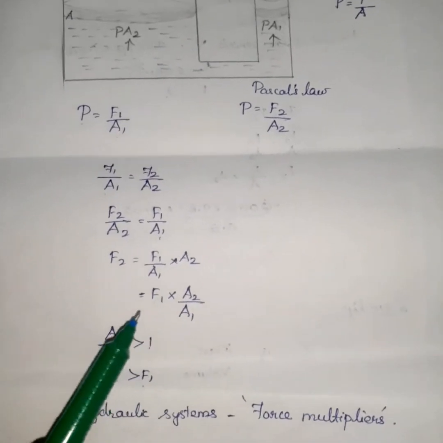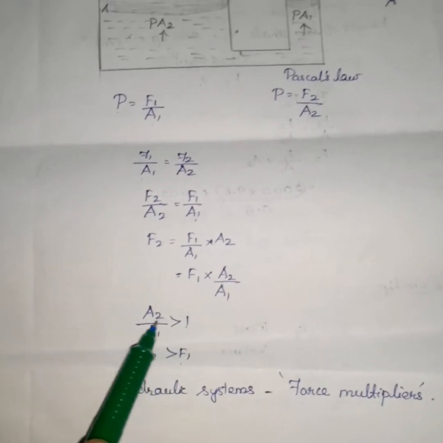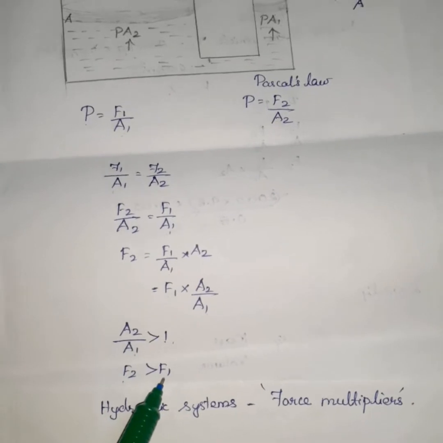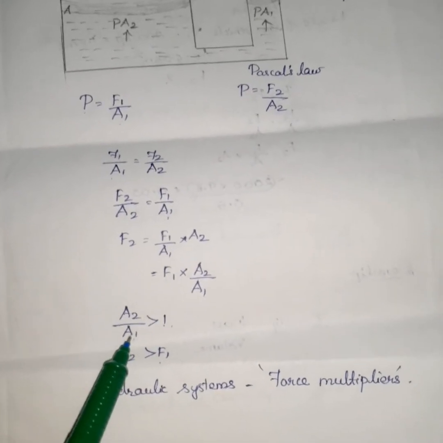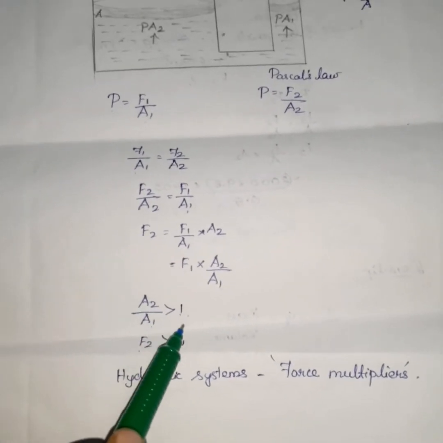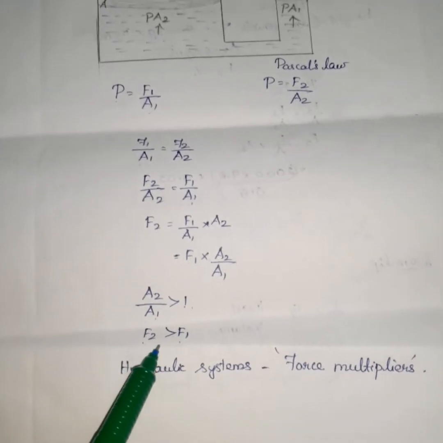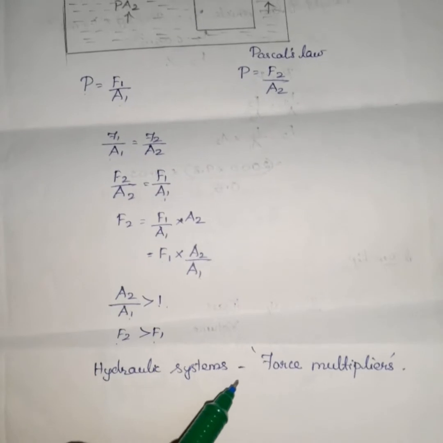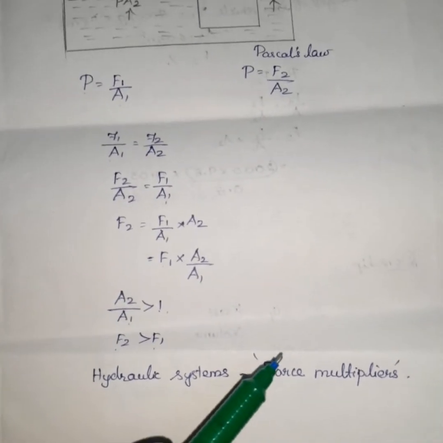Now you consider the value A2 by A1 is greater than 1. Okay. So since the A2 by A1 value is greater than 1, F2 is greater than F1. Here the hydraulic system is otherwise called a force multiplier.